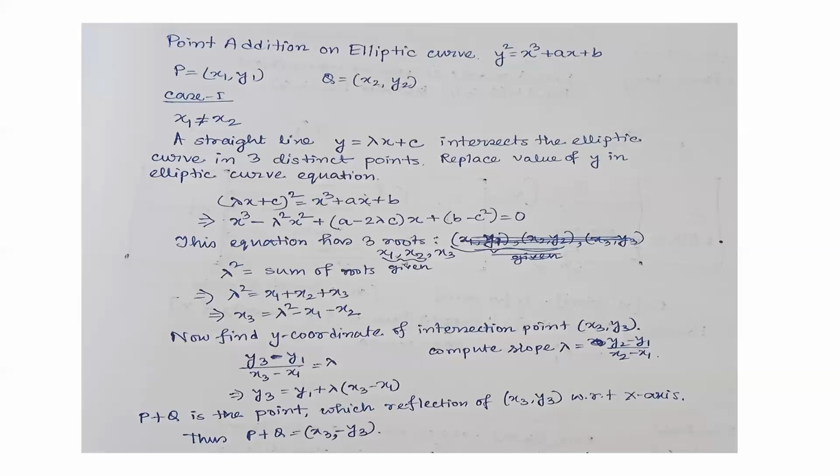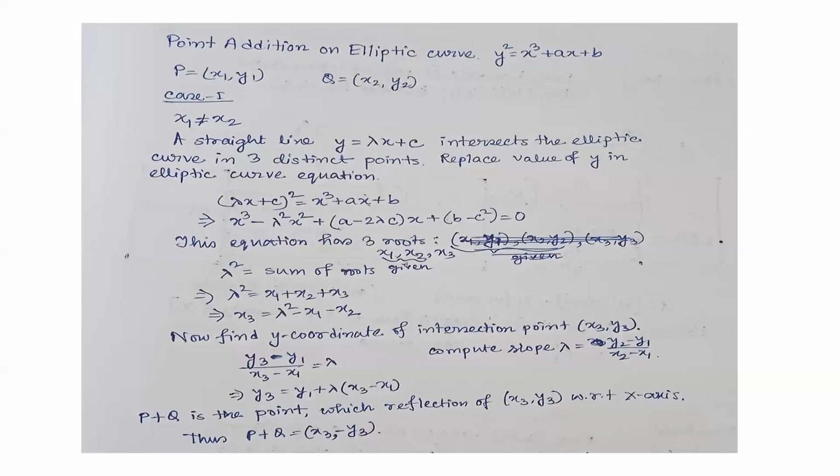Okay. So let me proceed with case 1, x1 not equal to x2. In that case, how do we compute the point P plus Q? First we assume some straight line y equals lambda x plus c that intersects the elliptic curve in three distinct points. The fact that the straight line will intersect the elliptic curve in exactly three distinct points can be proved, so we are not going into that.